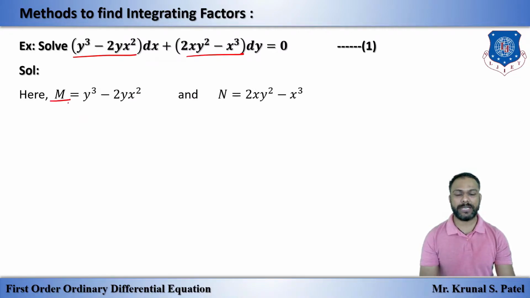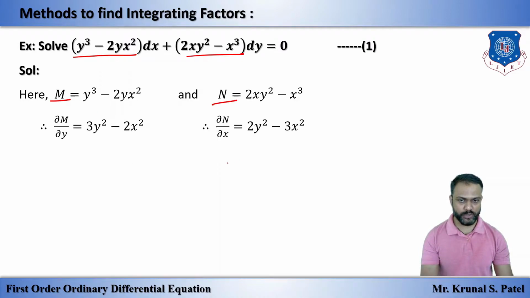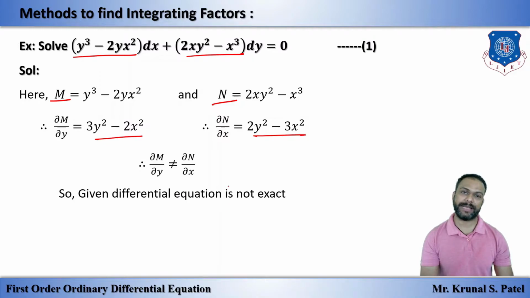If we differentiate M partially with respect to y and differentiate N partially with respect to x, we have these two, and both are not equal. Therefore the given differential equation is not exact. Now if it is not exact, then it is method number 1, that means homogeneous. Yes, so you can solve by that method only.